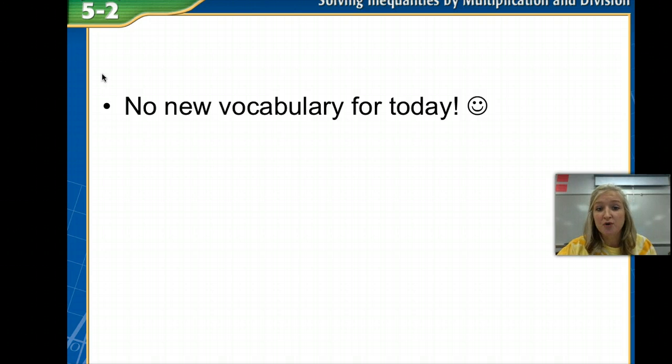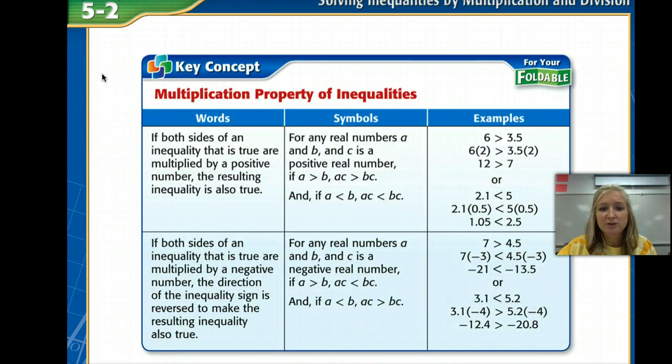Great news, there's no new vocabulary to write down for today. So let's get started with the lesson. Multiplication property of inequalities. If both sides of an inequality that is true are multiplied by a positive number, the resulting inequality is also true. Your sign stays the same. If both sides of an inequality that is true are multiplied by a negative number, the direction of the inequality sign is reversed to make the resulting inequality also true.